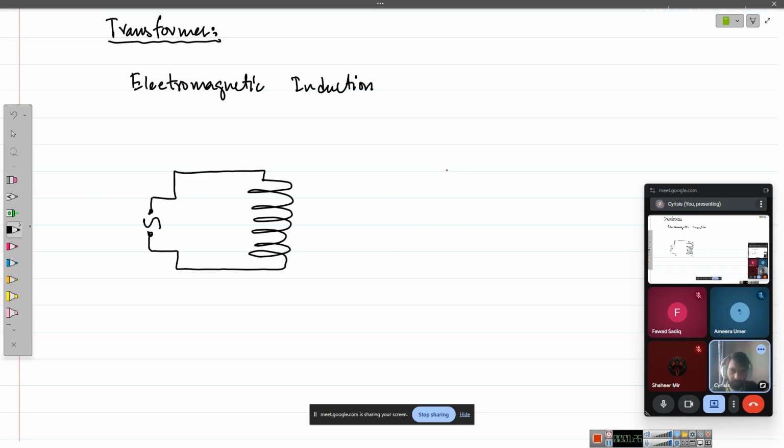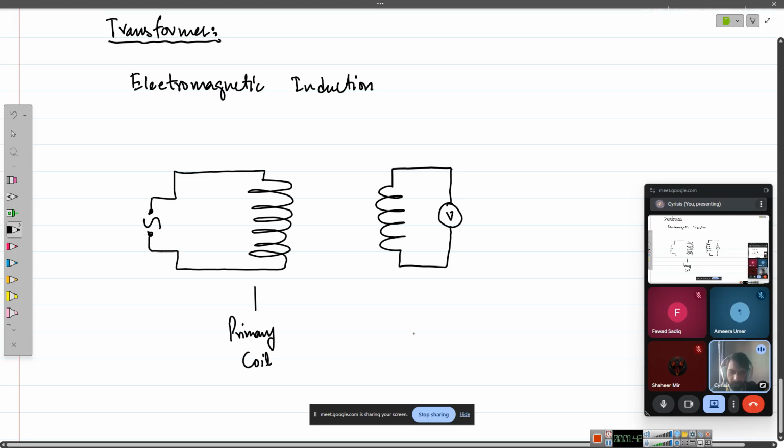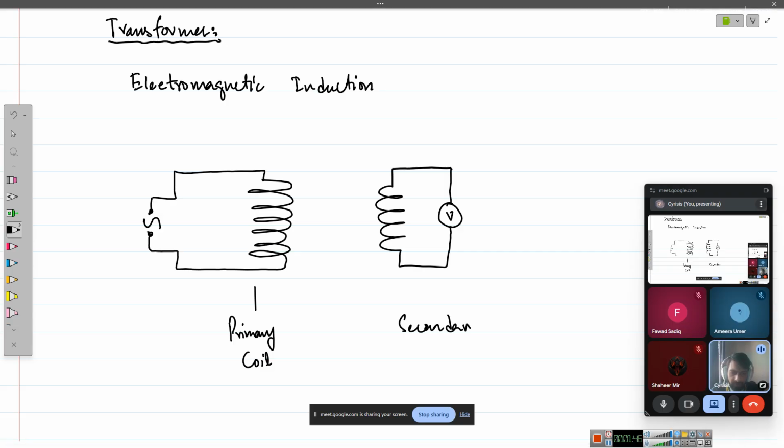So again, let me just draw this. Over here, we're going to attach a voltmeter, right? So we're going to term this the primary coil, and the other one we're going to term the secondary coil, right? Now, as you can see, these two coils are not joined together. They have no link, no direct connection to one another, right?